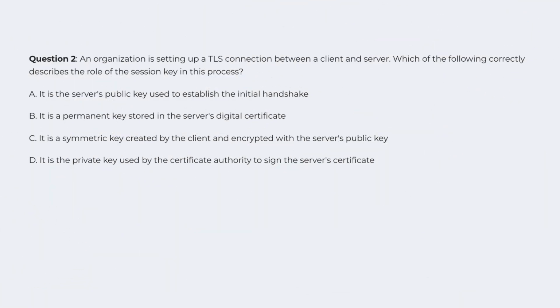Question 2. An organization is setting up a TLS connection between a client and server. Which of the following correctly describes the role of the session key in this process? A. It is the server's public key used to establish the initial handshake. B. It is a permanent key stored in the server's digital certificate. C. It is a symmetric key created by the client and encrypted with the server's public key. D. It is the private key used by the certificate authority to sign the server's certificate.